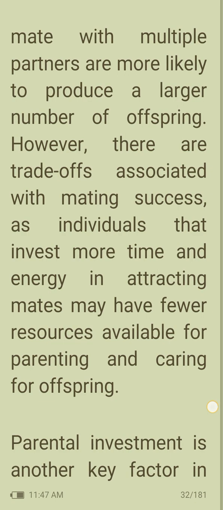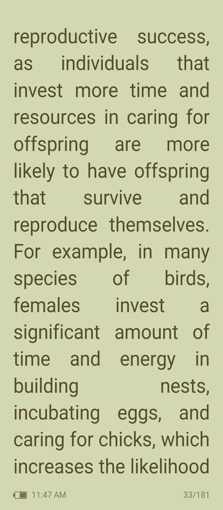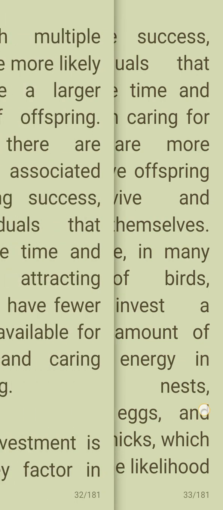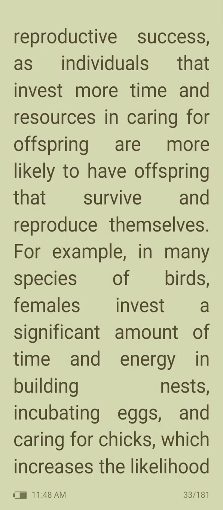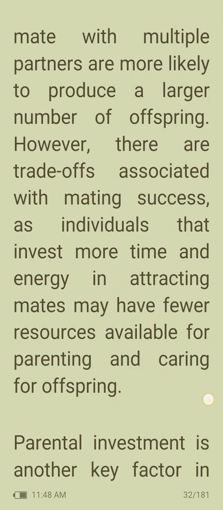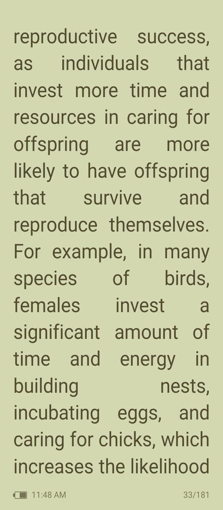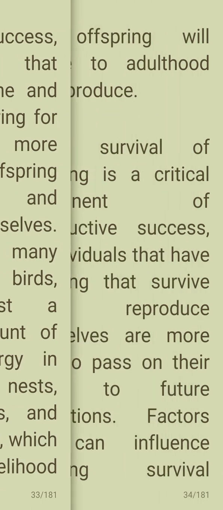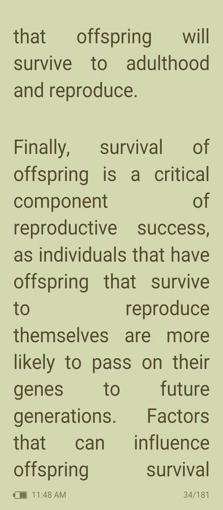Next, parental investment is another key factor in reproductive success, as individuals that invest more time and resources in caring for offspring are more likely to have offspring that survive and reproduce themselves. For example, in many species of birds, females invest a significant amount of time and energy in building nests, incubating eggs, and caring for chicks, which increases the likelihood that offspring will survive to adulthood and reproduce.